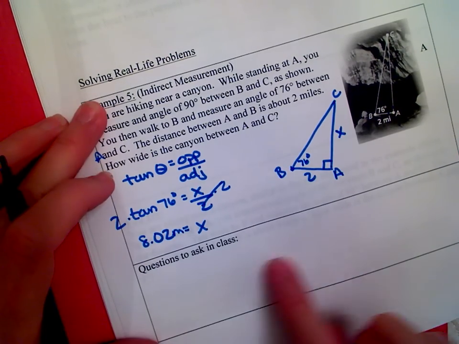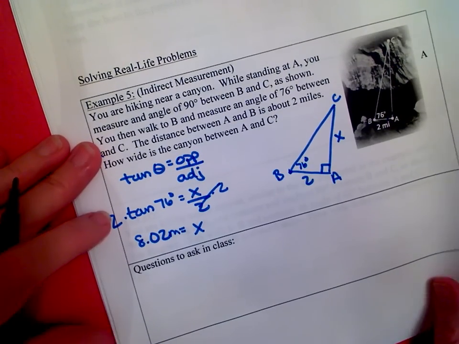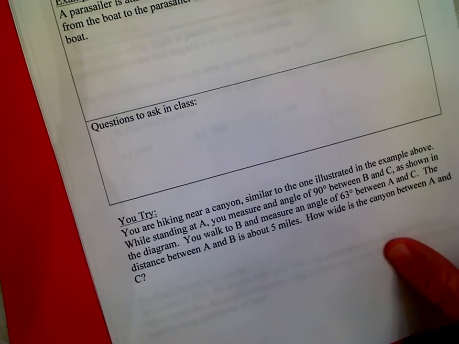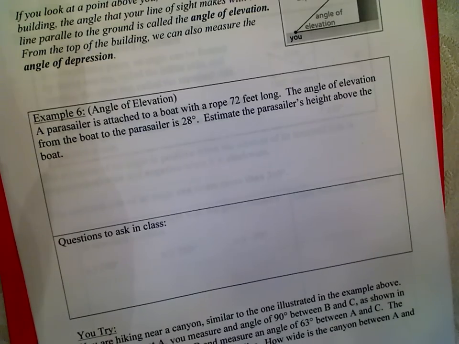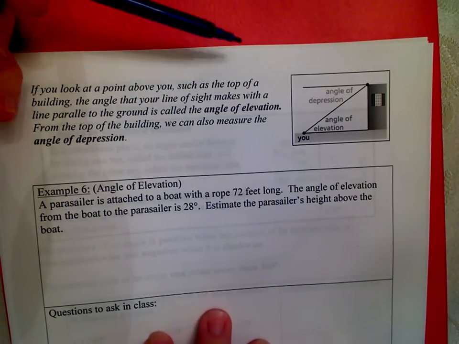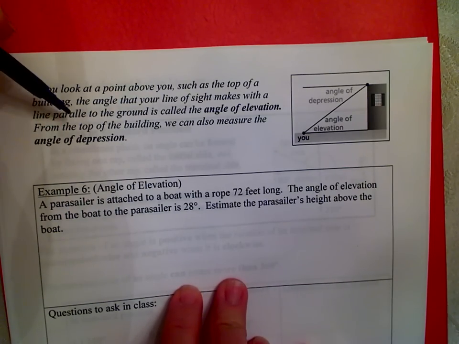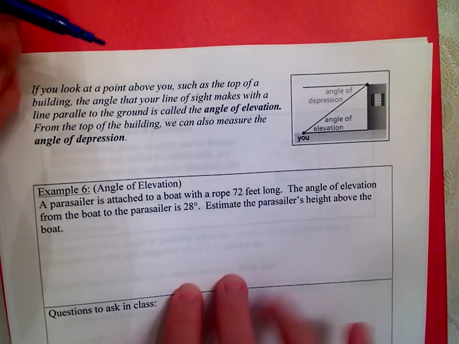Again, any questions over any of the examples, write down in the box and we will address those first thing in class. One last thing in this example I'd like to talk to you about is what we call the angle of elevation and the angle of depression. It says, if you look at a point above you, such as to the top of a building, the angle that your line of sight makes with a line parallel to the ground is called the angle of elevation.